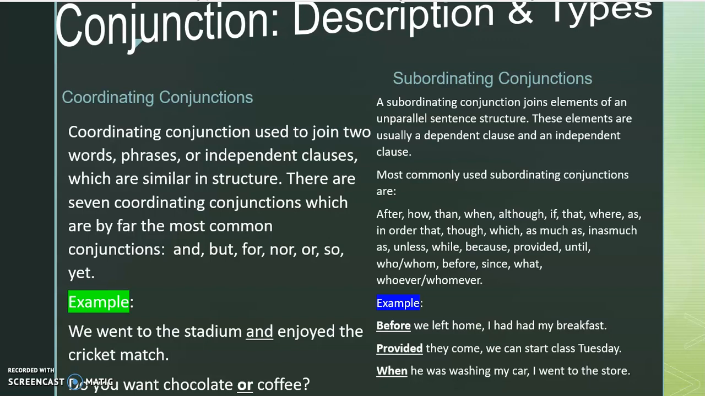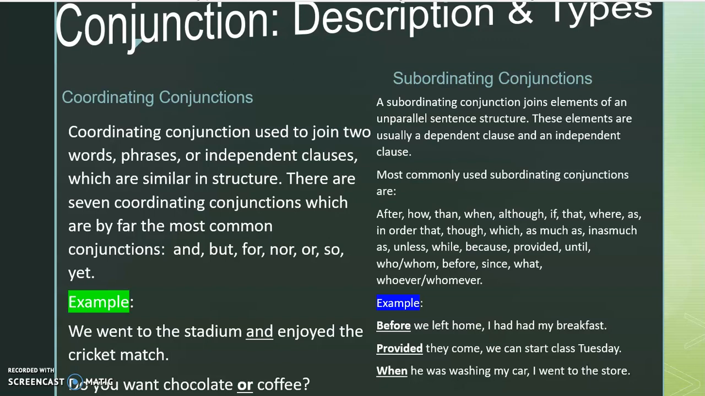Coordinating conjunctions. Coordinating conjunctions are used to join 2 words, phrases, or independent clauses which are similar in structure. There are 7 coordinating conjunctions, which are by far the most common conjunctions. That is and, but, for, nor, or, so, and yet. For example, we went to the stadium and enjoyed the cricket match. Do you want chocolate or coffee?